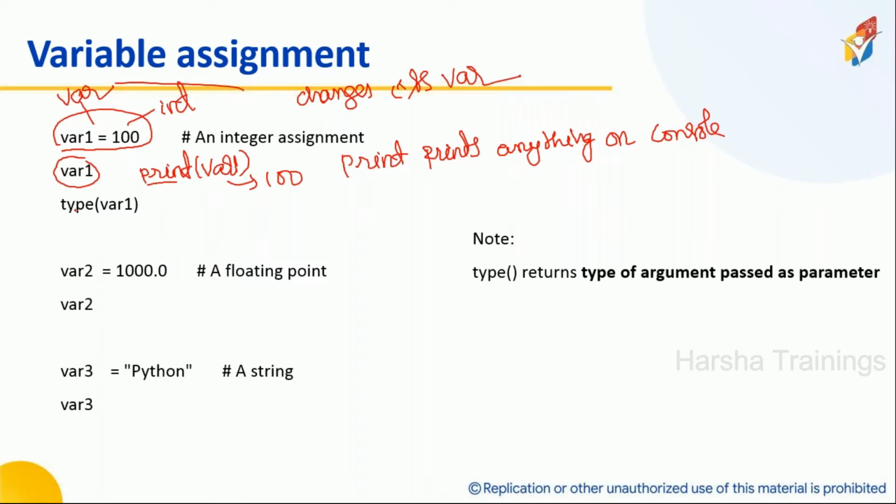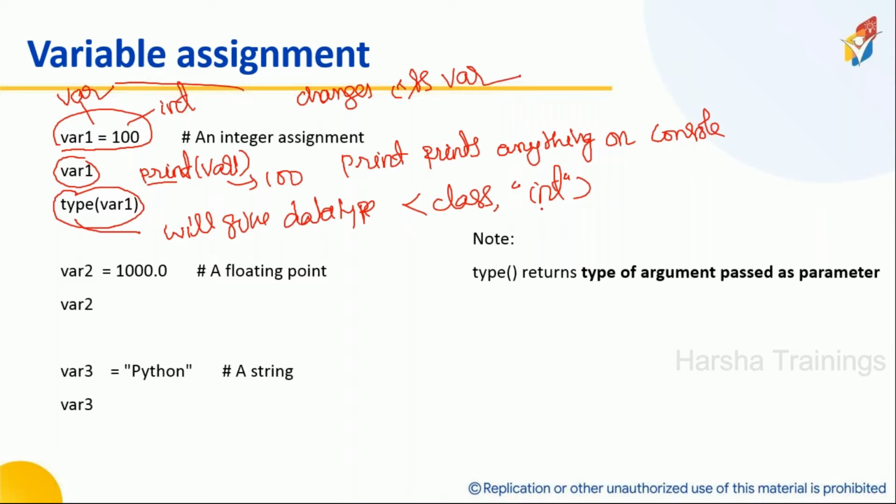Now, what is the meaning of type of variable 1? Type is a function which will give the data type. It will print class, comma, of type int. Integer is a data type.